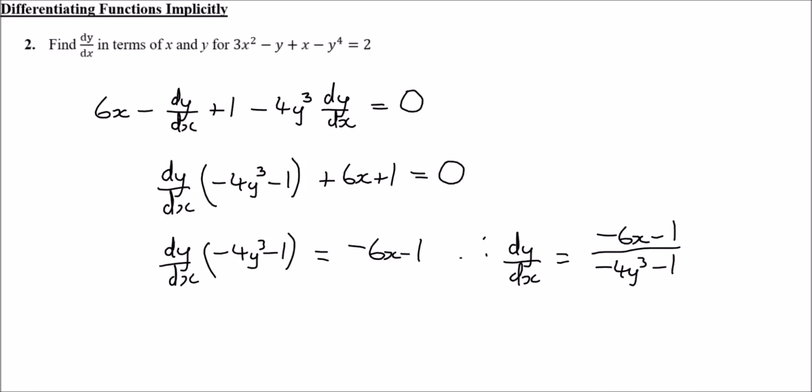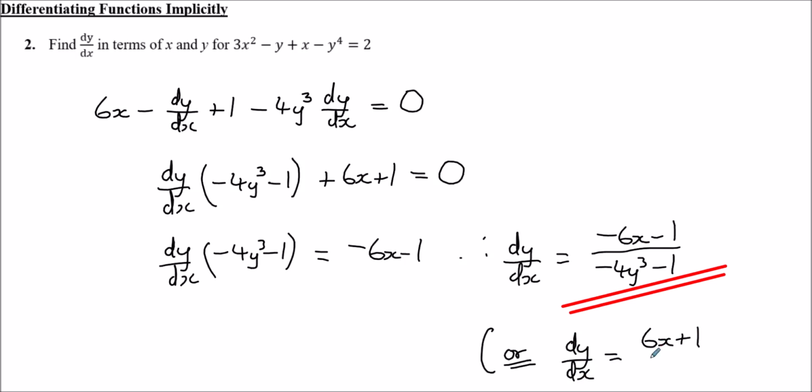Now that's absolutely fine as an answer, completely correct. However, if all those negatives don't sit well with you, what you can do is write it in a different form. If you want to, completely optional. If I were to multiply both sides of this fraction by minus 1 to keep it equivalent, that's the same as saying it's positive 6x, positive 1, all over 4y cubed plus 1. So that's the equivalent fraction to that one. This one looks a bit better. Either or is absolutely fine.